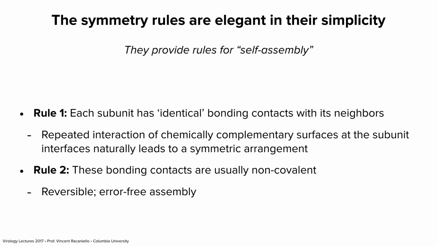And the second rule is that the bondings are usually non-covalent, okay? And that means they're reversible so that the nucleic acid can get out. Also, in the process of assembly, if a mistake occurs in the assembly, it can be reversed. So you can make error-free assembly. It's kind of a quality control process for making a right virus particle. So two rules: identical bonding contacts of the subunits and non-covalent interaction.